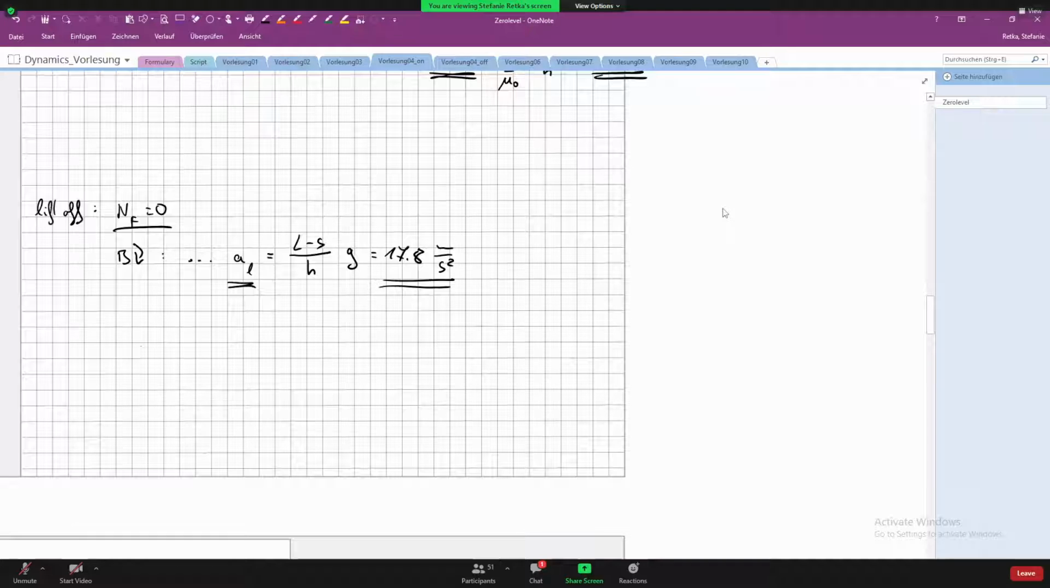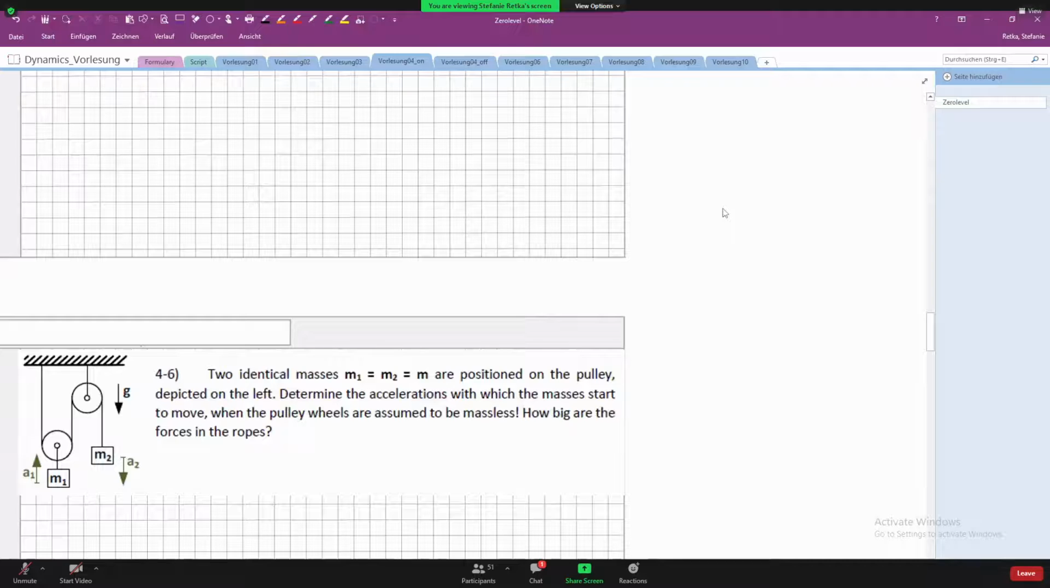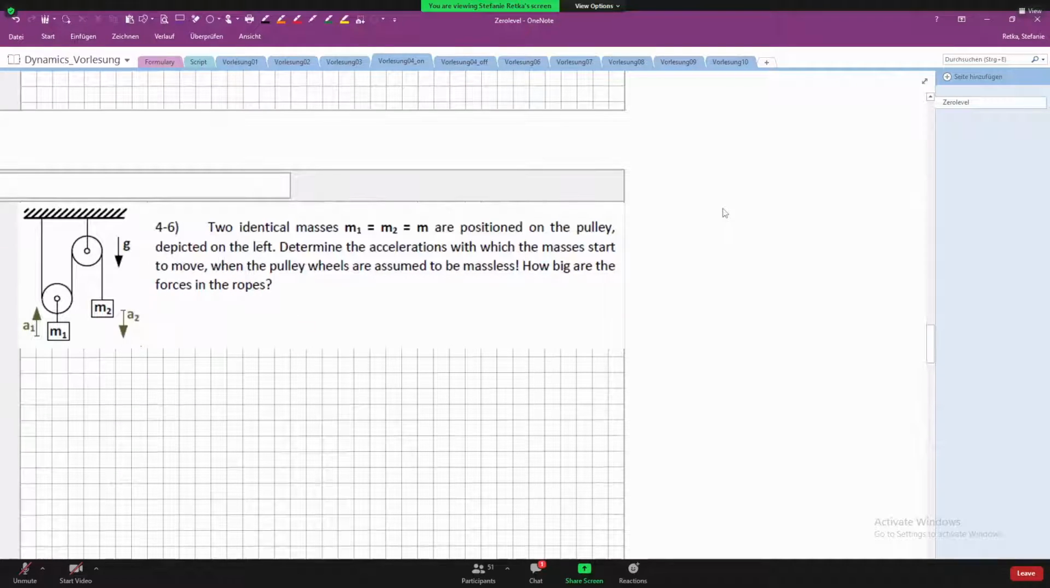It's still special case number 1, rectilinear motion of point masses. Problem 4.6. So what do we have here? We have 2 identical masses, which are given in size, and they are positioned on a pulley. And we have to find the accelerations of the masses when they start to move. So the whole system is at rest, and then the masses are released.